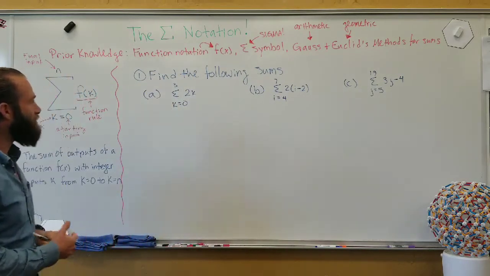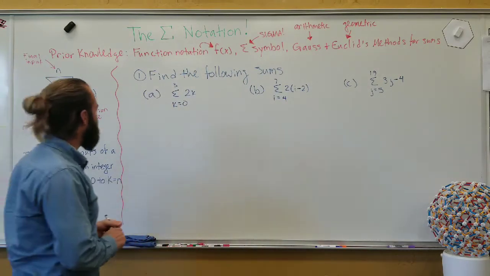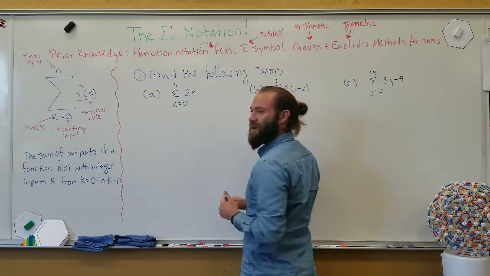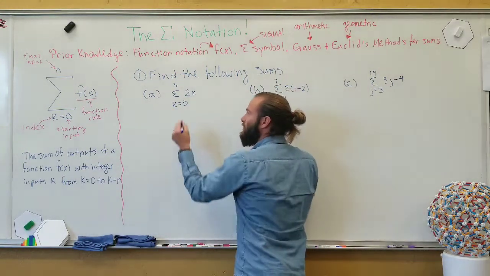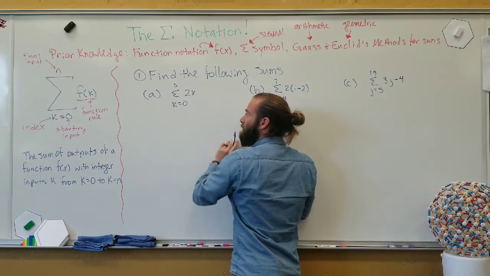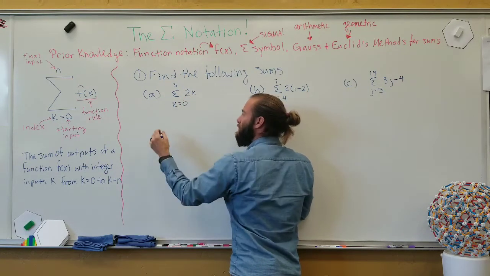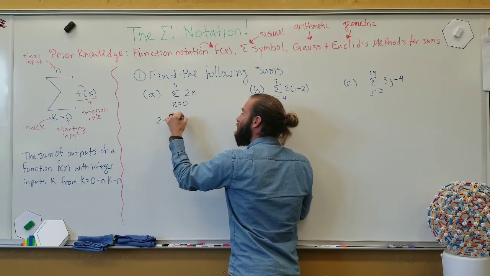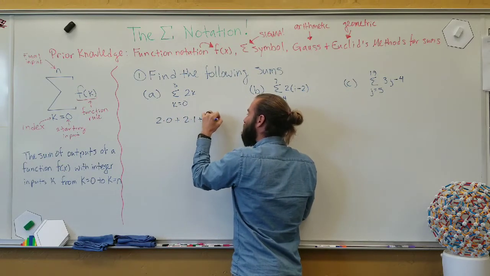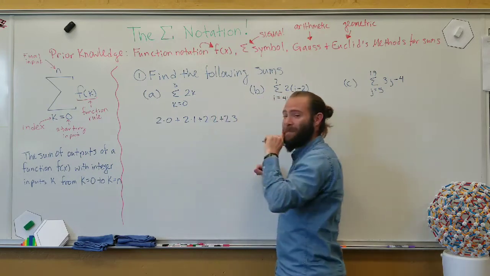So let's look at a first. So it's helpful just to unpack this and write out the things, really. So if I'm saying 0 to 3 are my inputs, then this is the function 2x, like 2 times the input, right? So it's really just 2 times 0 plus 2 times 1 plus 2 times 2 plus 2 times 3. That make sense?